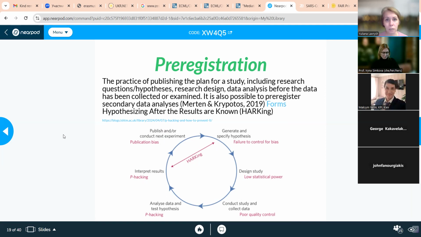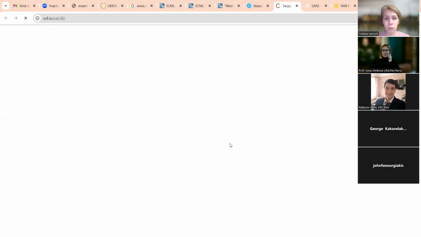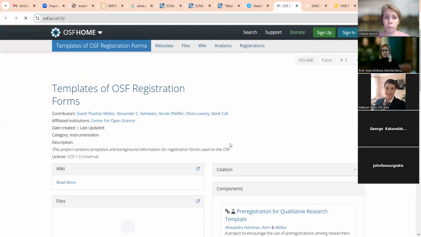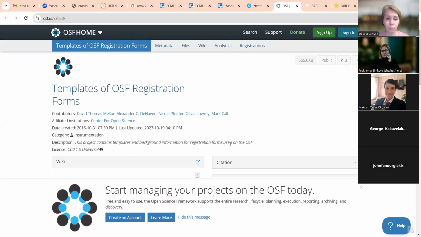So immediately you should make everything you've got open, not only the paper, but your data as well. It is called pre-registration because it is just before peer review and much before even publication. So if you click here, yes, let's go. I want to demonstrate how to do this, just a short example of pre-registration.